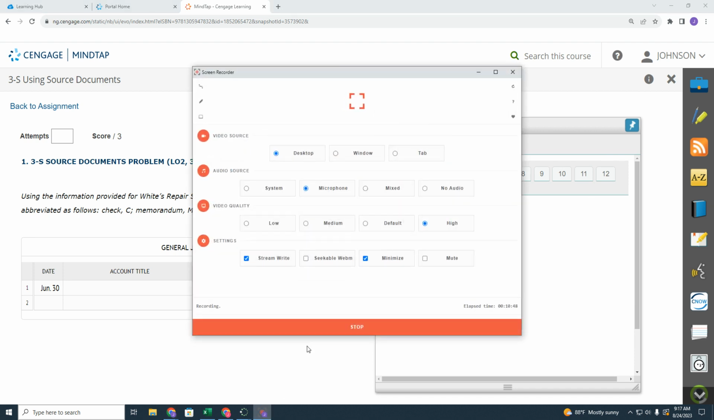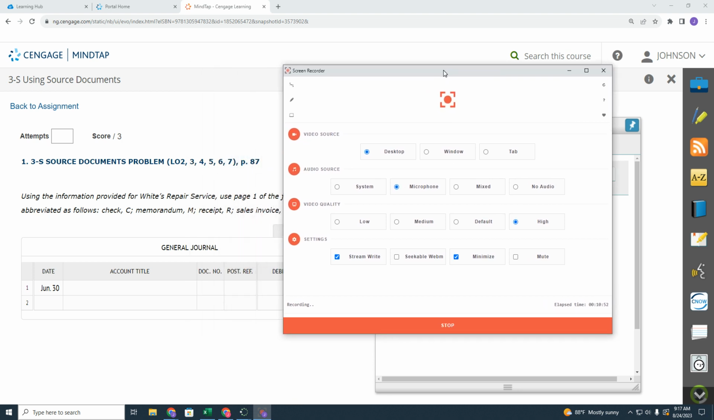And so you guys should be good to go on that source documents problem. So once you're finished up with that, be sure that you look at the chapter review and that you're ready to go for the test tomorrow.